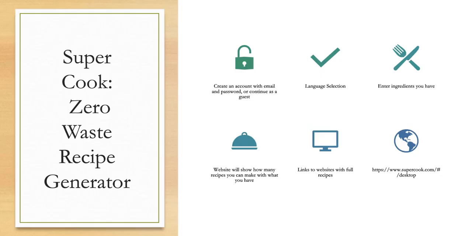So starting off, the first one I found is actually super cool, and I'm glad that I found this website because I am excited to use it now. It's called Supercook, and it's a zero waste recipe generator. So I will go over to that website and show you how to use it, but I just want to talk about different ways it works first.